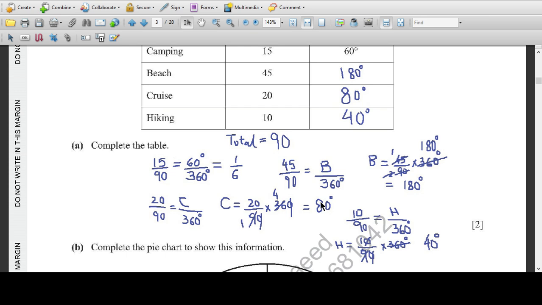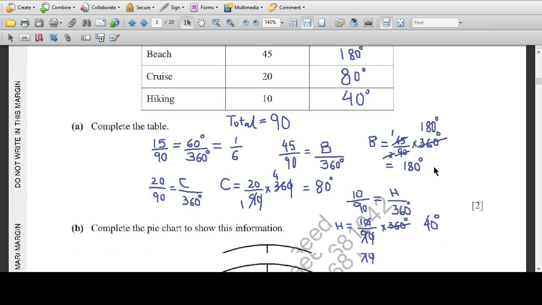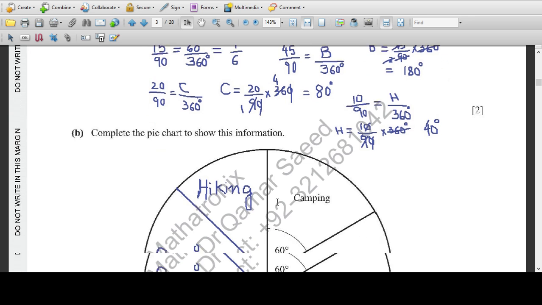So we place this 80 degrees here. Then for hiking, H is 10 upon 90 into 360 degrees, and hiking we have obtained as 40 degrees, and we place this 40 degrees here. So we have completed it, and after that we complete the pie chart to show this information.